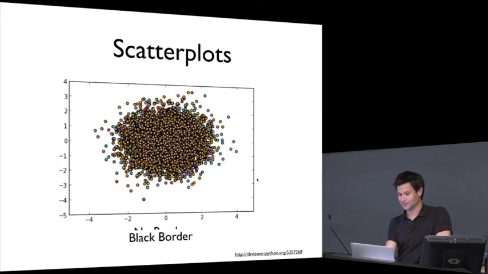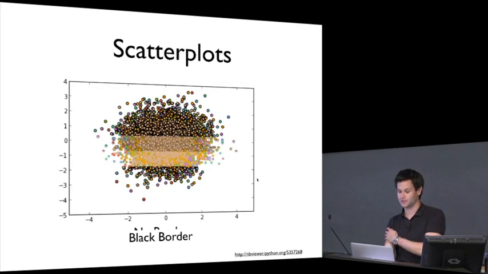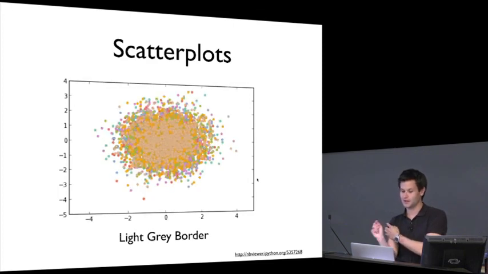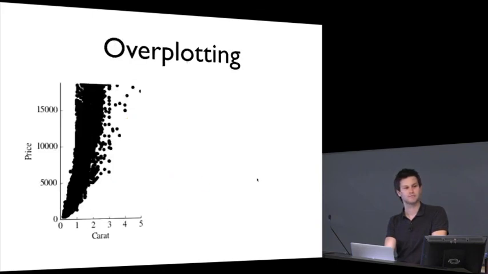Okay, so if we use color, then we could add this black border around it. But this again just clutters, and there is another option to use this light gray border, which makes it slightly better, but I'm also not a fan of this. There is a better way. What would be a better way? Any ideas? To fix this problem of overplotting?